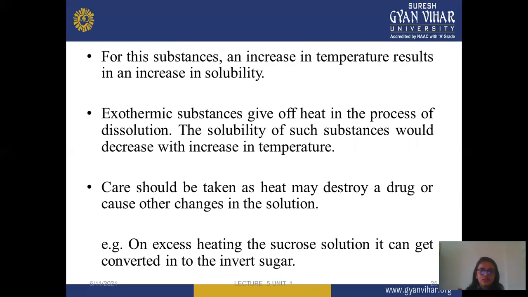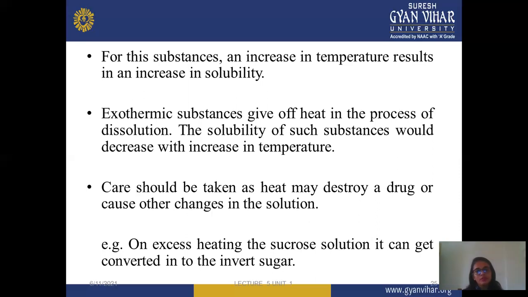Next, for these substances, an increase in temperature results in an increase in solubility. When you increase the temperature, solubility is also increased. At a higher or heating temperature, the solubility is enhanced. An exothermic substance releases heat in the process of dissolution, and the solubility of the substance decreases with an increase in temperature. It is just the opposite of the endothermic reaction. In an endothermic reaction, increasing the temperature increases solubility. But in an exothermic reaction, solubility decreases as the temperature increases, because there is no heat absorbed.